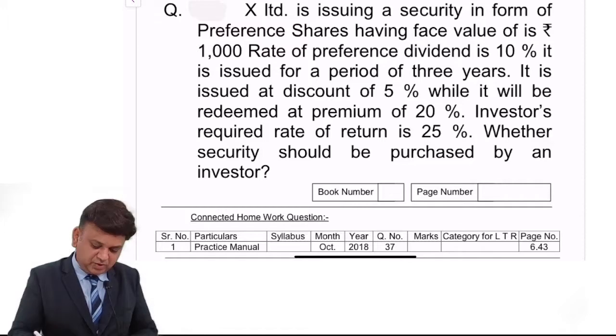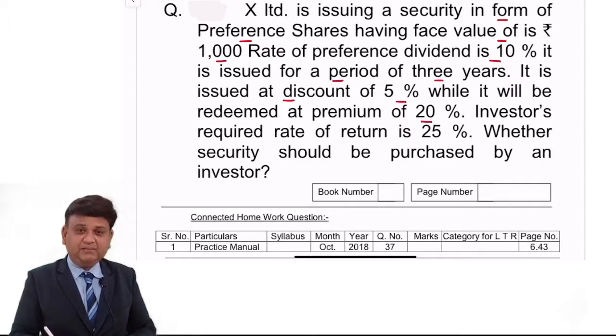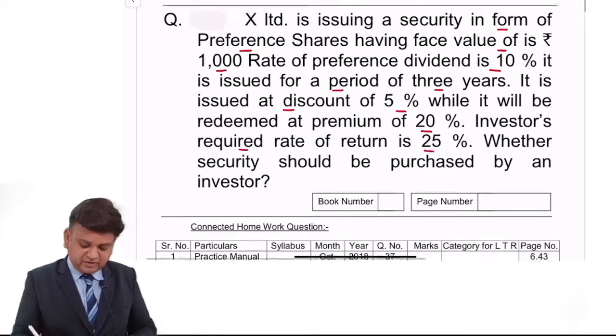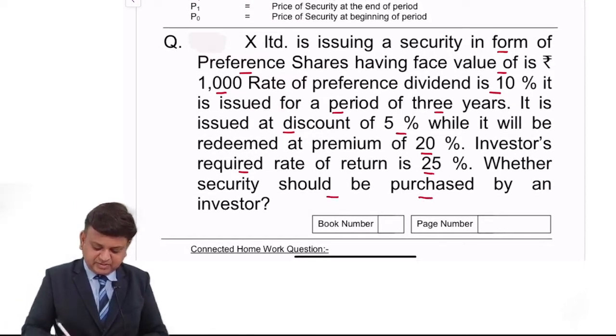X Limited is issuing a security in the form of a preference share having a face value of rupees 1000. The rate of preference dividend given is 10%. It is issued for 3 years at a discount of 5%, and it will be redeemed at a premium of 20%. The investor's required rate of return is 25%. Whether the security should be purchased by an investor, that is the question.